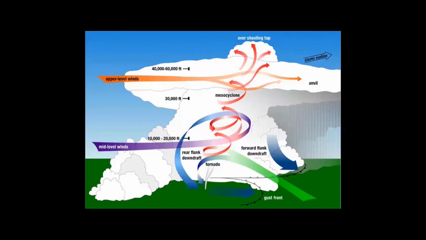Very true. One thing people have got to remember too is the forward flank downdraft, and of course the gust front of the storm itself. Yep, that's correct, Jeremy. So with your gust front, a lot of times you can see it on radar. Give me one second.